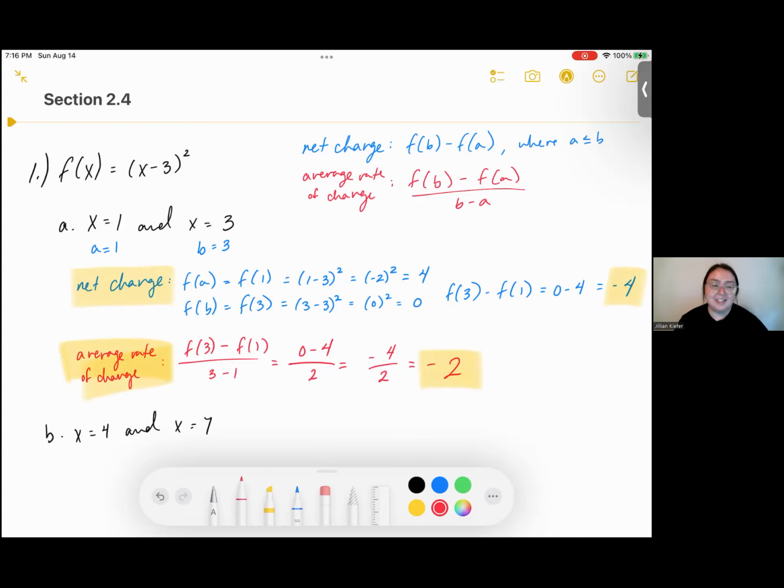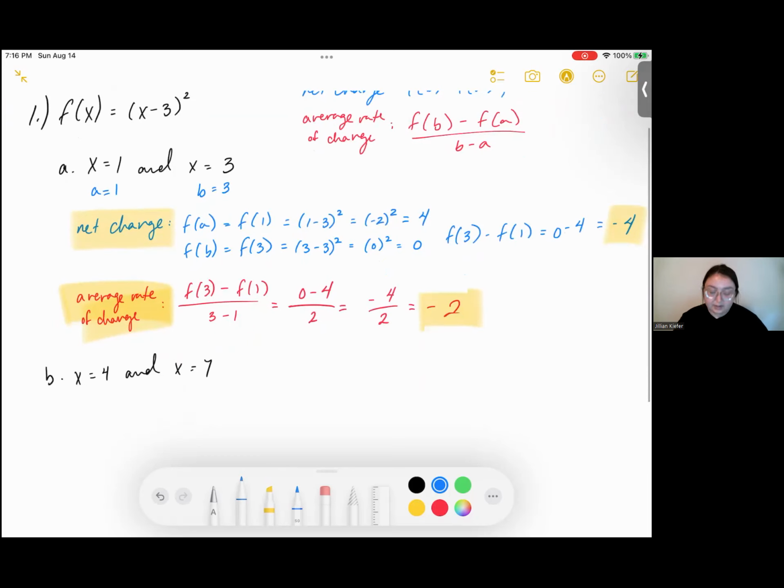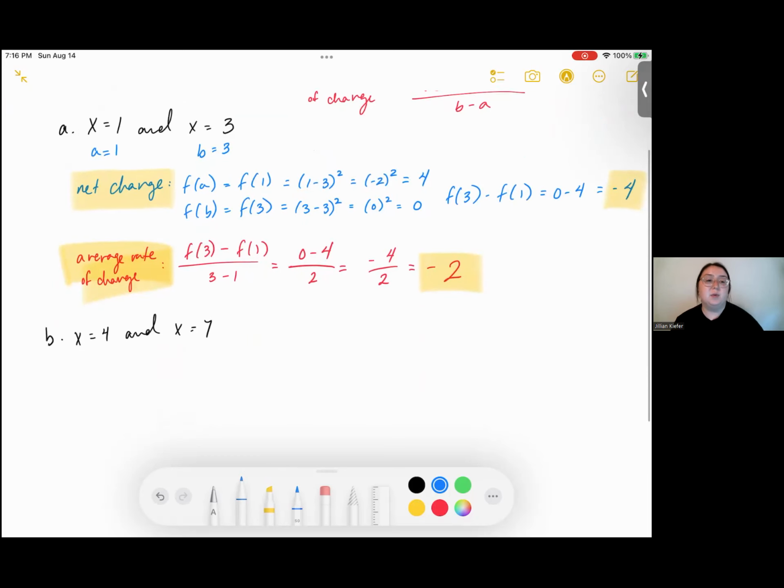So, all right, let's go ahead and do part B as well now, using everything that we know here. Starting with net change, once again, we want to make sure that a is less than b. So we have x equals 4 and x equals 7. We're going to go ahead and say that a is 4 and b is 7.